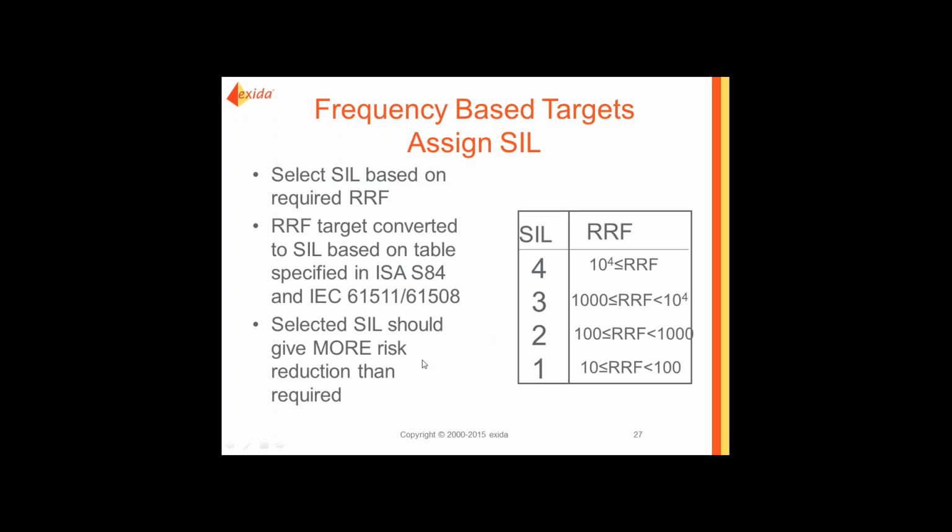But in most cases, the selected SIL should give more risk reduction than required. So usually, for example, if we said we wanted a SIL 1 SIF and our target was to achieve a risk reduction factor of 35, what we would specify for the designers is that we want a SIL 1 with a risk reduction factor of greater than 35. You may even want to give yourself a little bit of margin of safety, because as safety engineers we tend to want to be conservative, so you may say a risk reduction factor of greater than 50, for example.